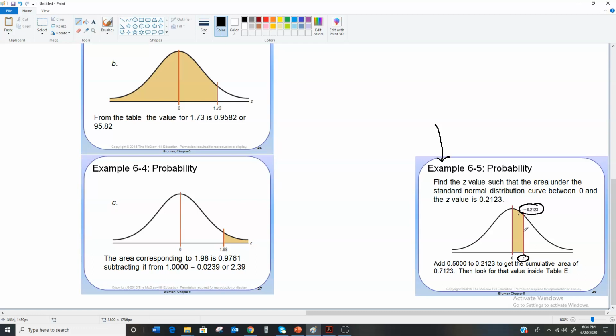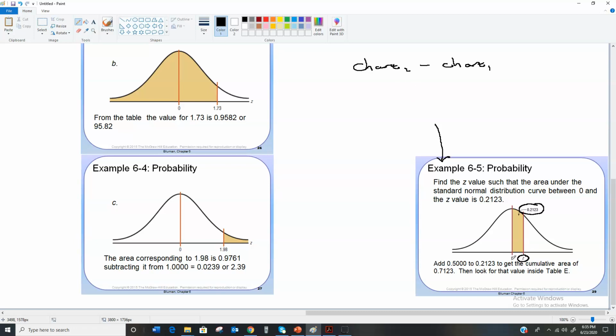So what they're saying is we want this little bit right here to be 0.2123. And to get that, I'm going to take some z value and I'm going to subtract the z value of 0, and I'm going to get 0.2123. So remember, when it's between, you're going to take chart 2 minus chart 1, and get a value.